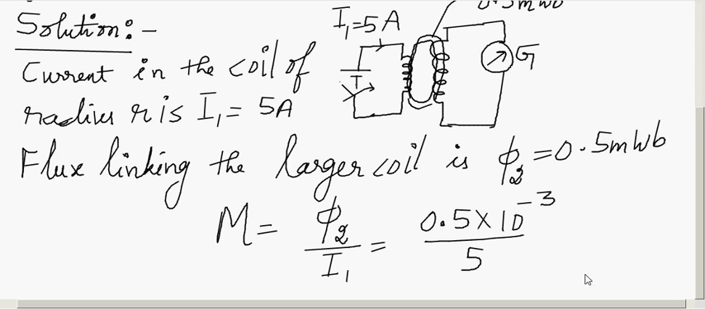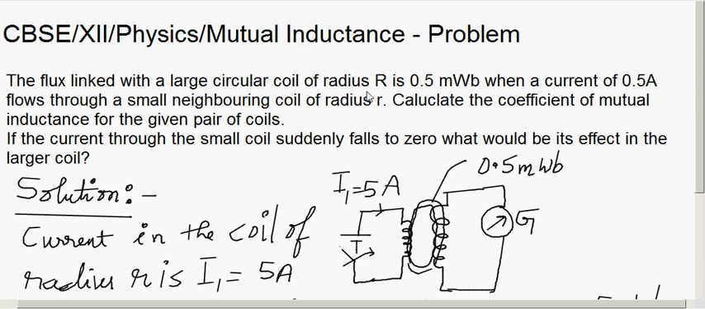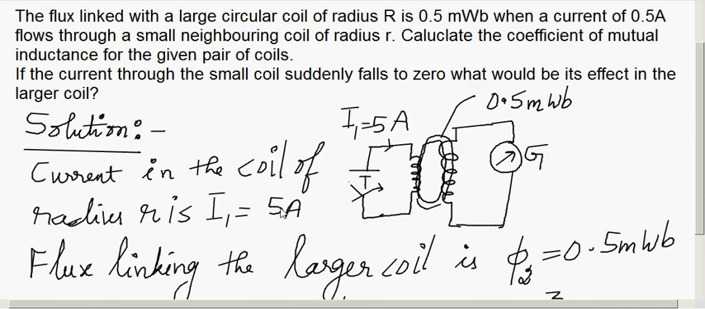Sorry, how much is the current? 0.5 ampere only. Just correct it: I1 is 0.5 ampere. I made a mistake here. The given value of current is 0.5 ampere, not 5 ampere. Please do correct it and make a note of it.